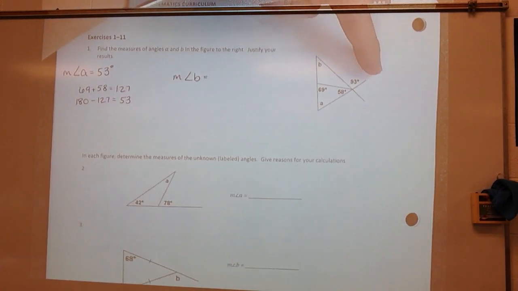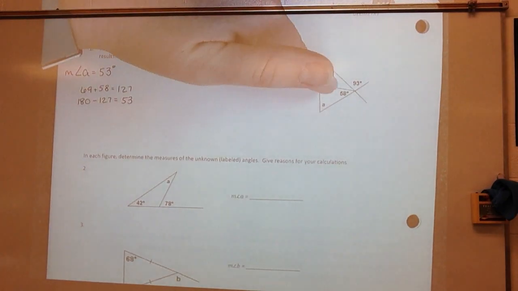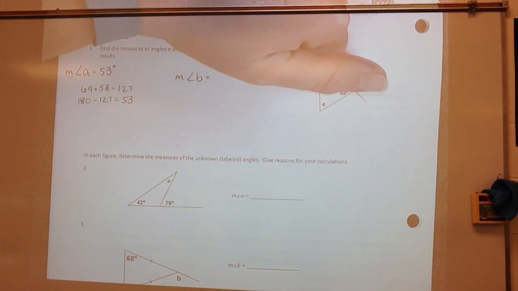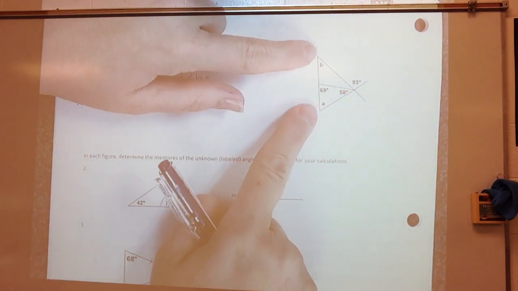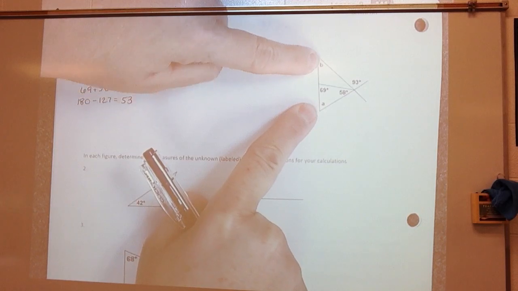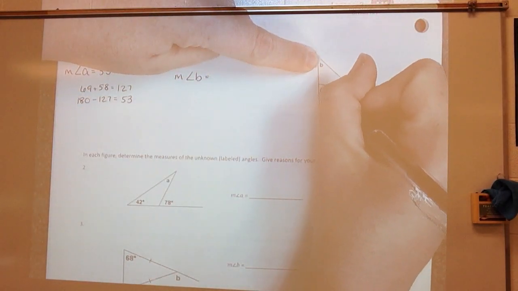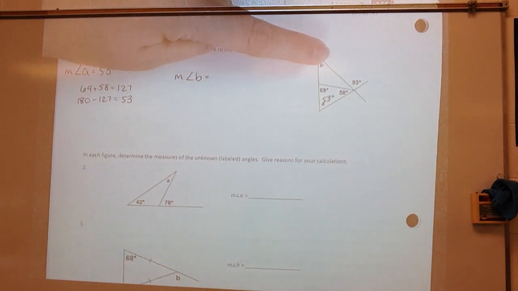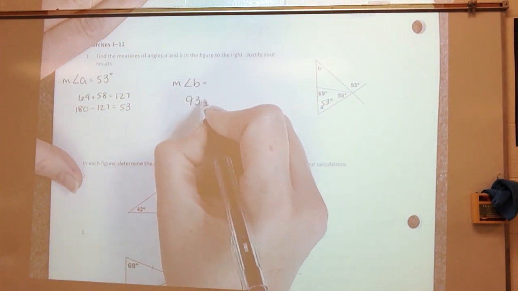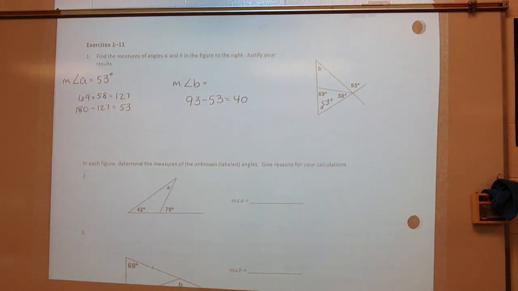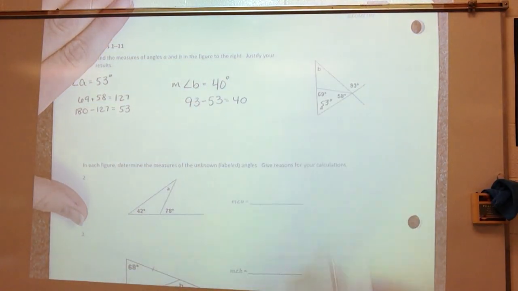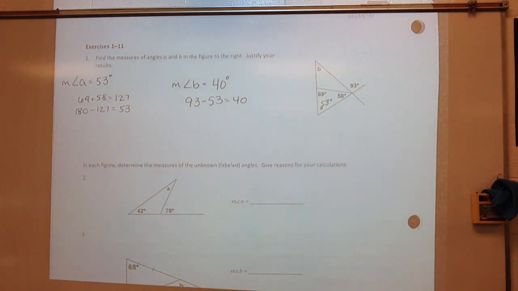Guys, look at this. I'm given an exterior angle. It's 93 degrees. I know that an exterior angle is equal to the sum of the opposite angles. So I now know that A is 53 degrees. So in order to find B, I can subtract 93 minus 53. And that's going to give me 40. So angle B is 40 degrees. Okay?